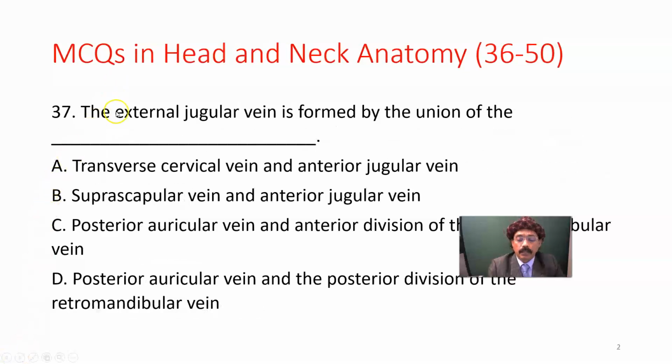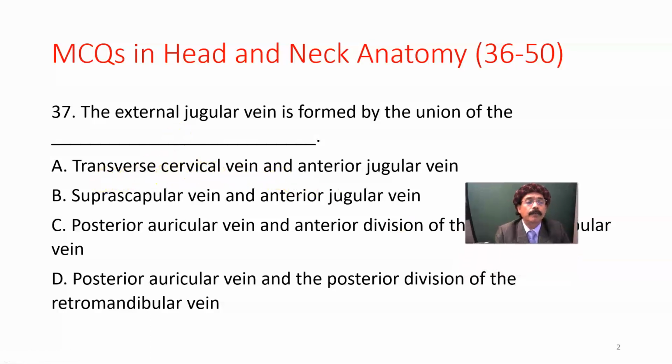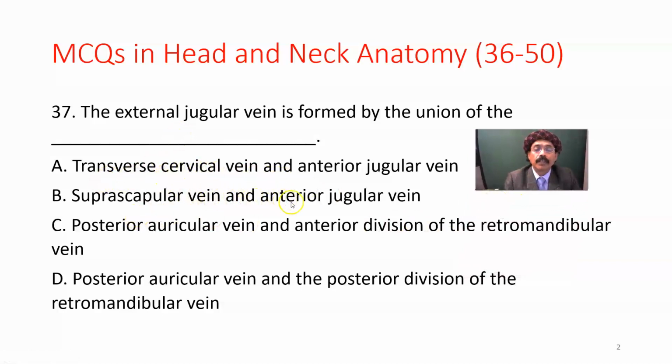Okay. Question number 37. External jugular vein is formed by what two veins? Transverse cervical vein and anterior jugular vein, suprascapular vein and anterior jugular vein, posterior auricular vein and anterior division of the retromandibular vein, posterior auricular vein and the posterior division of the retromandibular vein. What two veins unite to form the external jugular vein? Answer should be the posterior auricular vein and the posterior division of the retromandibular vein.